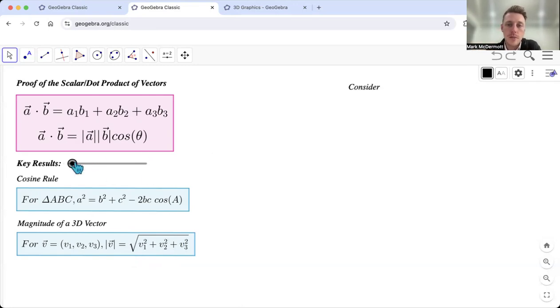So let's see if we can make some sense of it. What we're going to do is consider two vectors.